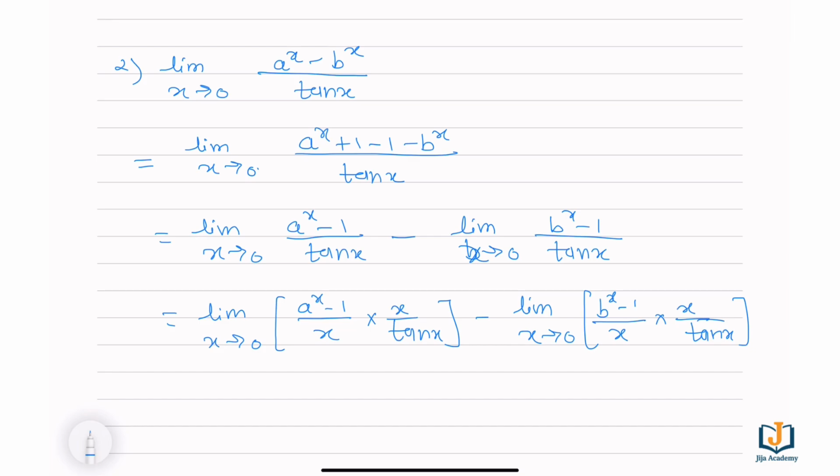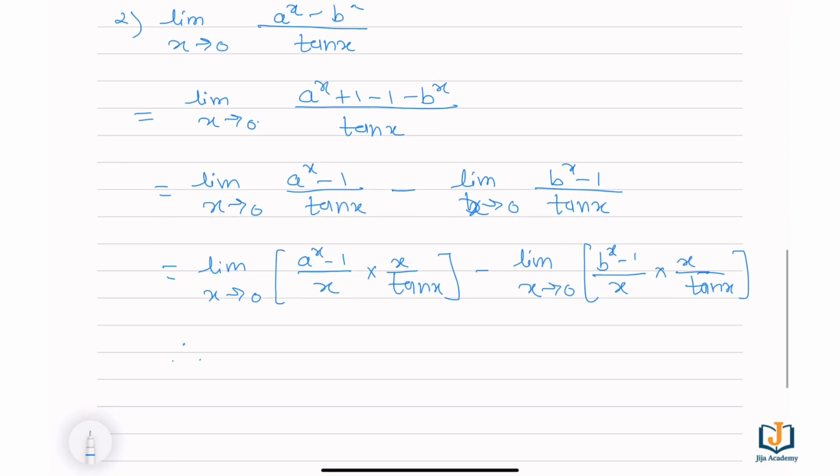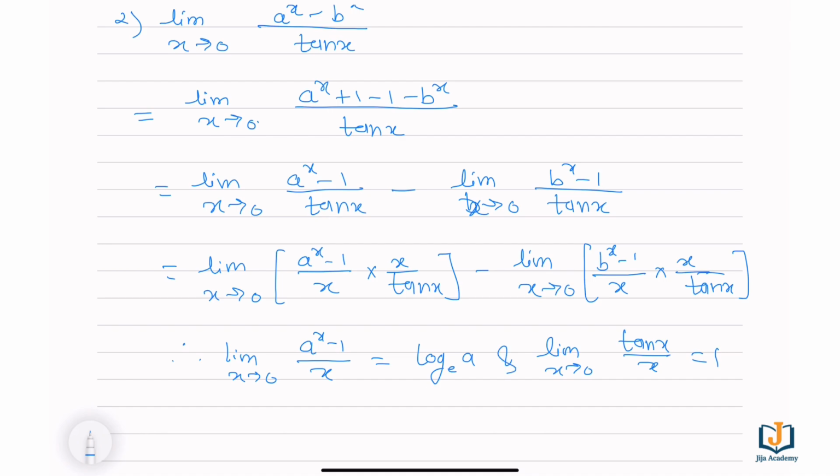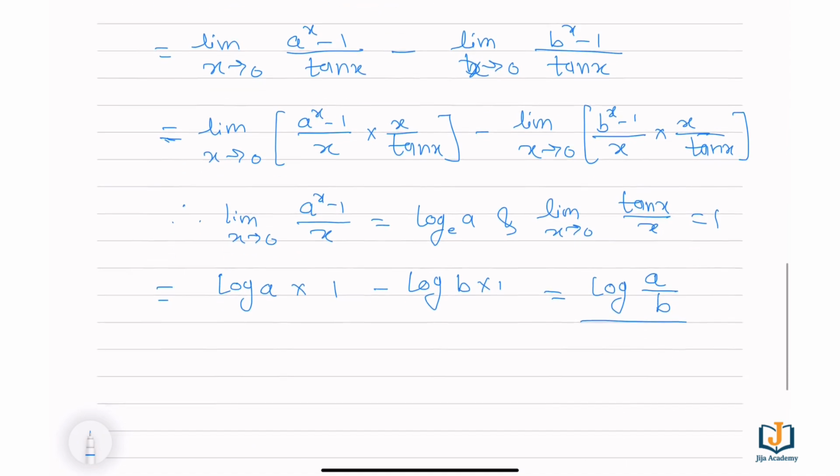Now we know the formula, that is limit x tends to 0, (a to the power x minus 1) upon x is equal to log of a, and limit x tends to 0, tan x upon x is equal to 1. So we are using these two formulas. Our problem becomes log of a into 1 minus log of b into 1, which is equal to log of a upon b. So answer is log of a upon b.